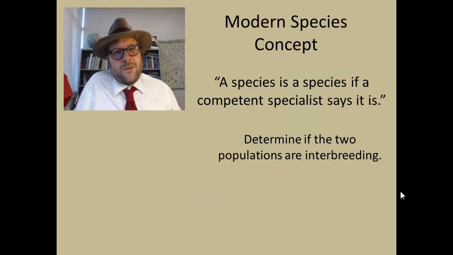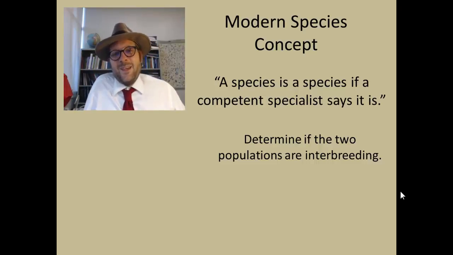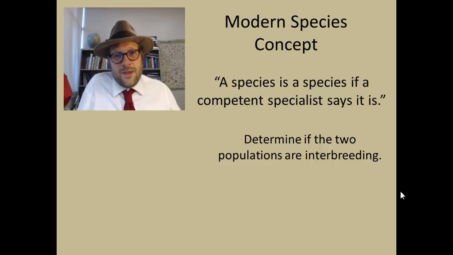So this represents what's called the modern species concept, which has a not very eloquent, not very good definition. A species is a species if a competent specialist says it is. Because we're looking at all of this code, we're looking at how distances and genetic makeup and whether one population is different enough and isolated enough to represent a different species or not. So the key thing is trying to determine if the two populations are interbreeding or whether they're isolated and not interbreeding with each other. So it can get kind of tricky.